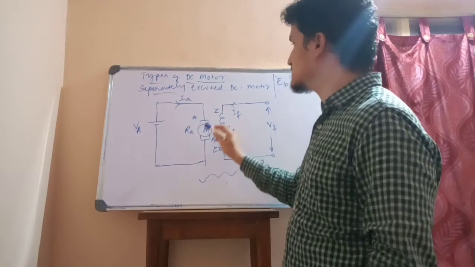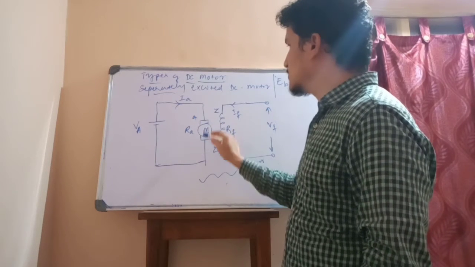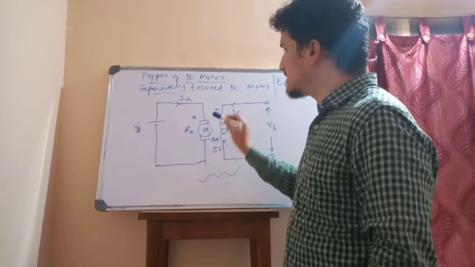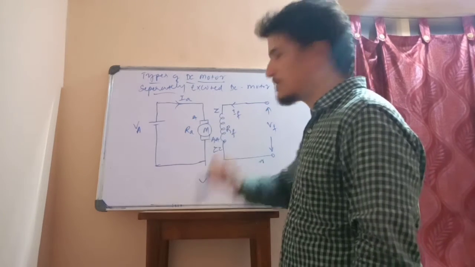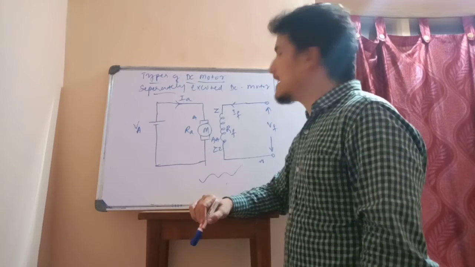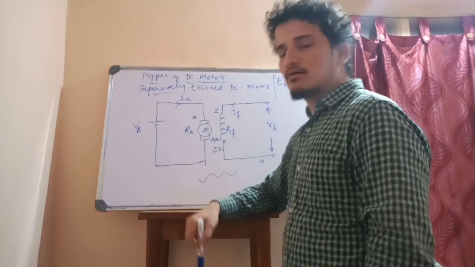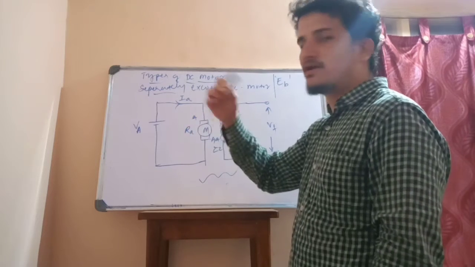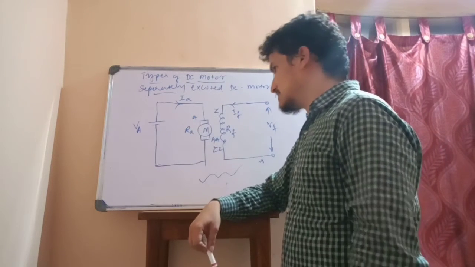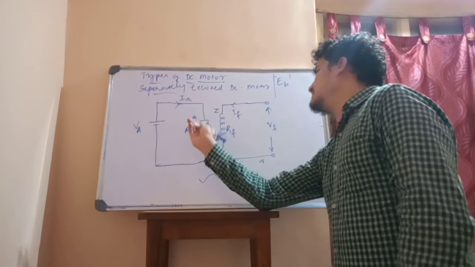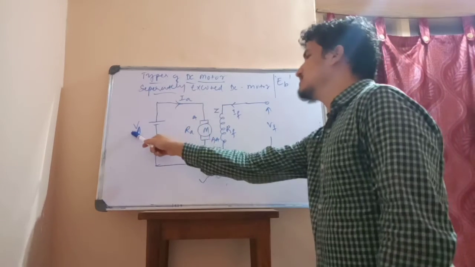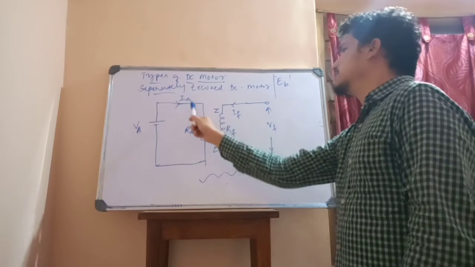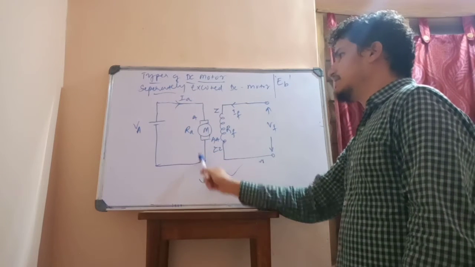How is the armature represented? A circle with two caps on it, on the upper side and the lower side. What do these caps represent? They represent the brushes. As I said, the brushes will slide on the slip ring. So A represents the terminals. When you give the supply to the armature, an armature current IA flows through the armature winding.